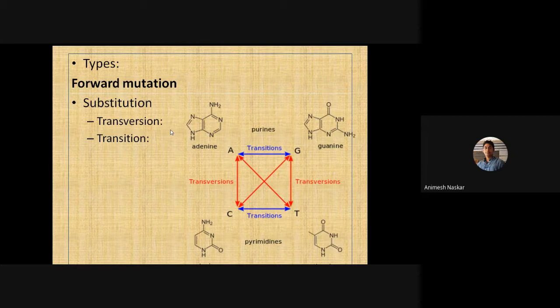Transition is whenever a purine base is replaced by a purine base. Adenine is a purine base and guanine is a purine base. Whenever adenine is replaced by guanine, or a pyrimidine base, cytosine or thymine, is replaced by the other, cytosine by thymine or thymine by cytosine, vice versa, this is called transition. In transversion, a purine base is replaced by a pyrimidine base; suppose adenine is replaced by cytosine, or guanine by thymine or cytosine. In such a case, you call it transversion. Both transition and transversion are point mutations because one particular base in a DNA segment is changed.